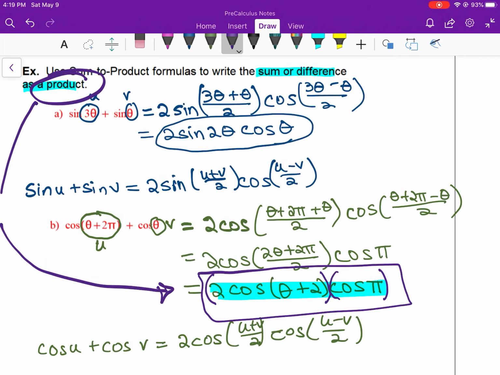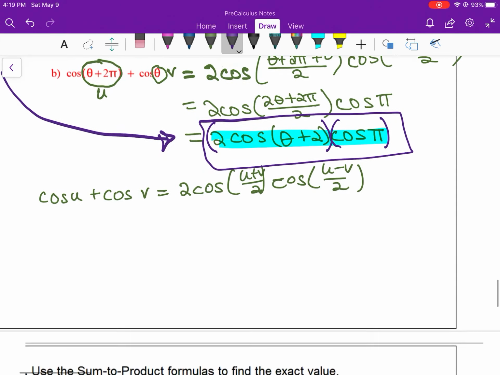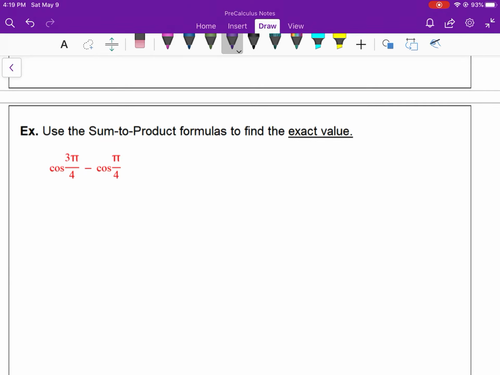All right. Let's see here. Okay, I was just checking everything against my answer key. And so now what we're going to do is use this one now to find the exact value. So we're going to use the sum to product formula to find the exact value. That means we're going to simplify it all the way down. Okay, I do realize cosine of 3 pi over 4 is on your unit circle, and cosine of pi over 4 is also on your unit circle, and yes, you can get the answer that way as well. But the idea here is to use a sum to product formula.